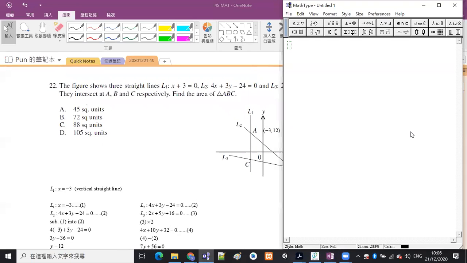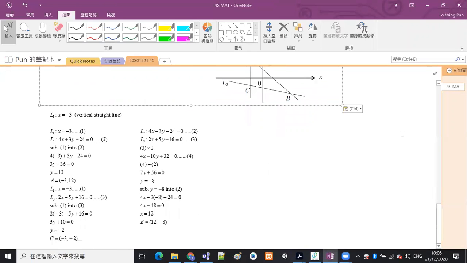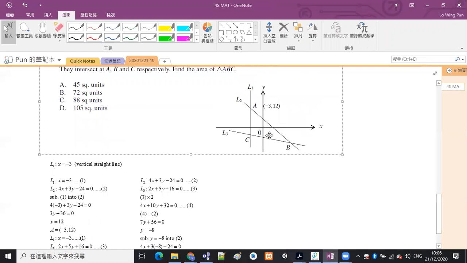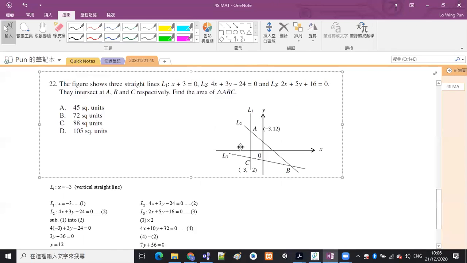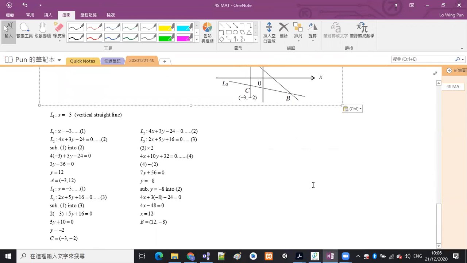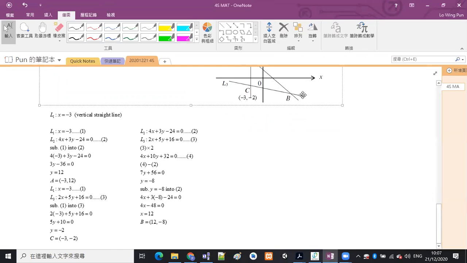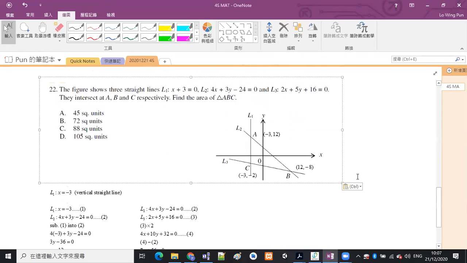Yes. And then point C is -3, -2. Point B is 12, -8. Like this.